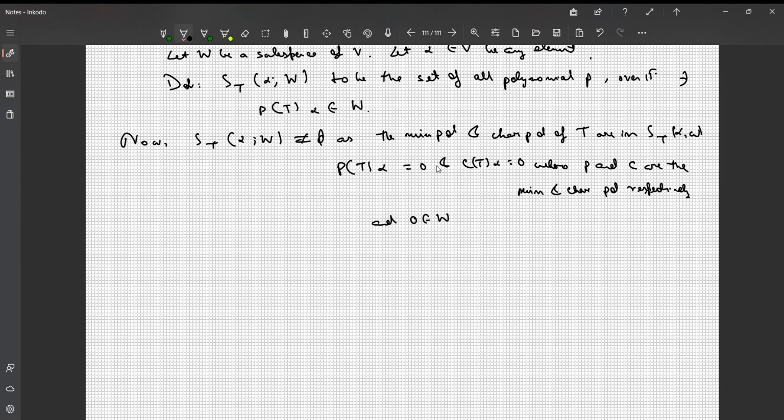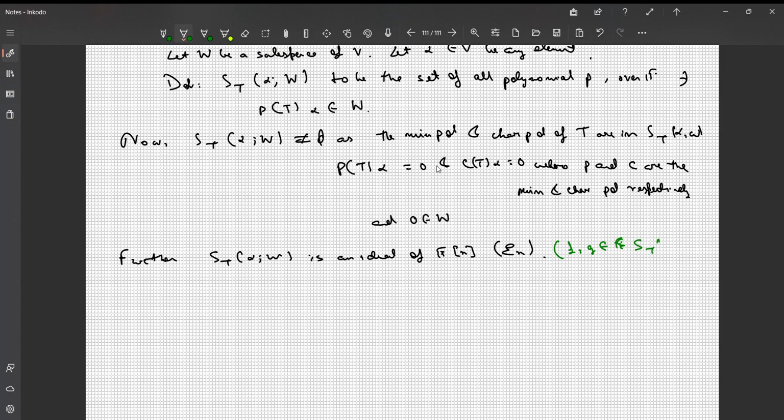And we can talk about the minimal and the characteristic polynomials, because we have considered that V is a finite dimensional vector space, right? Further, observe that S_T(alpha; W) is an ideal of F[x]. Now I keep this as an exercise. It's pretty easy to derive this fact.